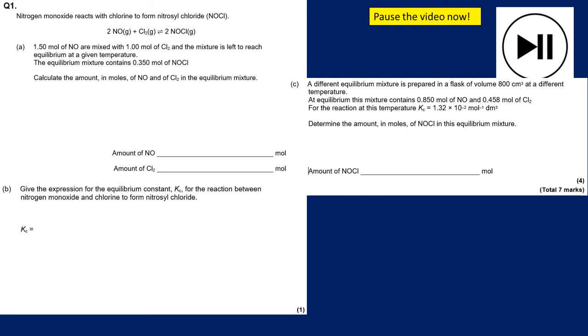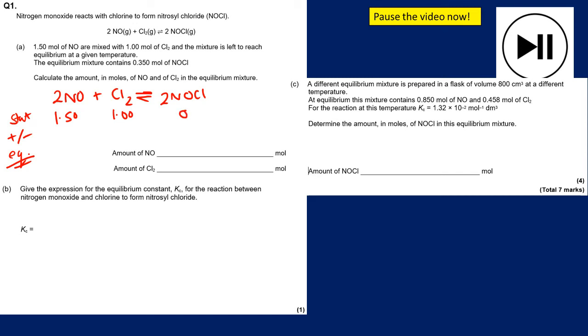Okay, so advice for question 1 when we're asked about the amount in moles. Have a balanced equation that we're going to work from and work as if it's a table underneath. So here we go. We've got start, and then we've got change, and then we've got equilibrium. And what are we told? We are told that we have 1.50 moles of NO, and they're mixed with 1 mole of Cl2. Don't always assume there's no product at the start, because sometimes they'll be a bit sneaky and throw some in, but again, there isn't in this case.